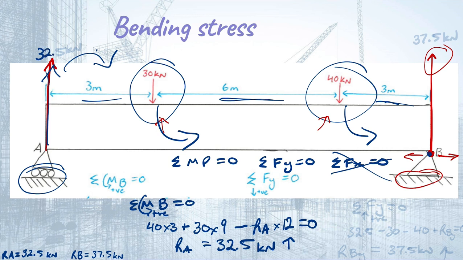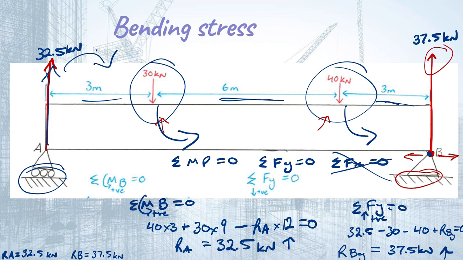So 32.5 kilonewtons. And then we can use our sum of forces in the y to work out the reaction at support B. Let's take up as the positive direction. So we have 32.5 minus 30 minus 40 plus reaction B_y equals 0. So reaction B_y is going to be equal to 37.5 kilonewtons, vertically upwards, and we know that there's no reaction force in the x direction, so the reaction at B must be 37.5 kilonewtons.